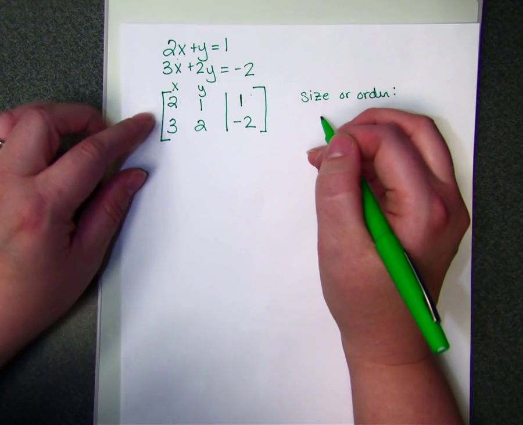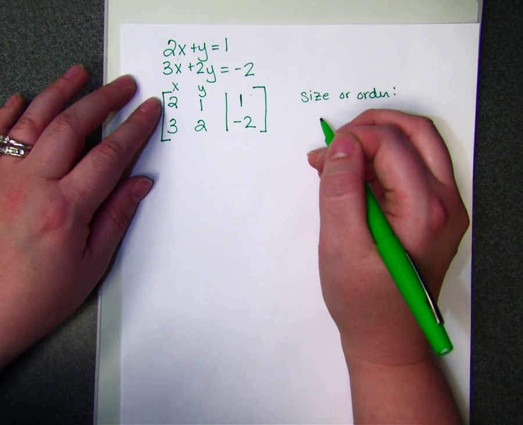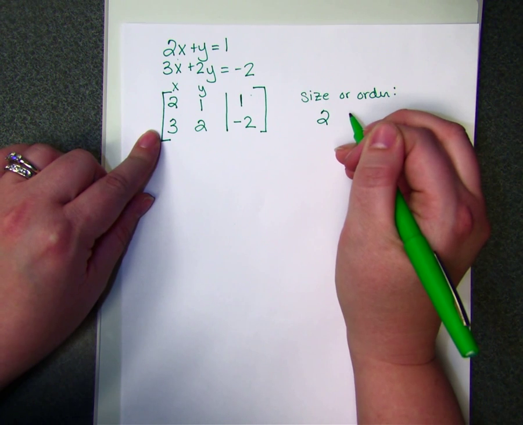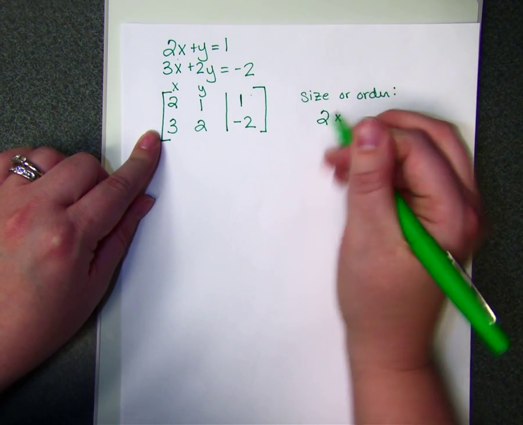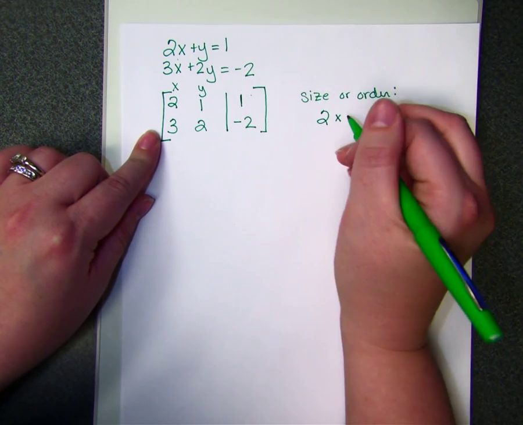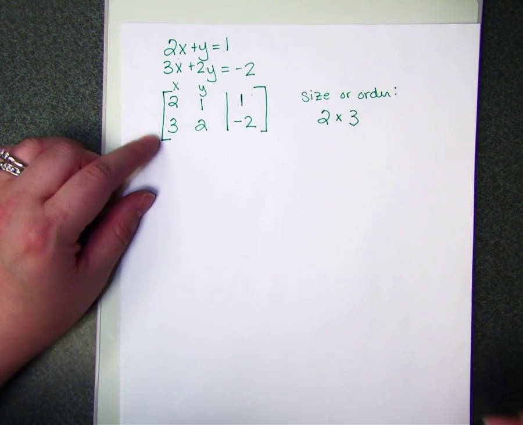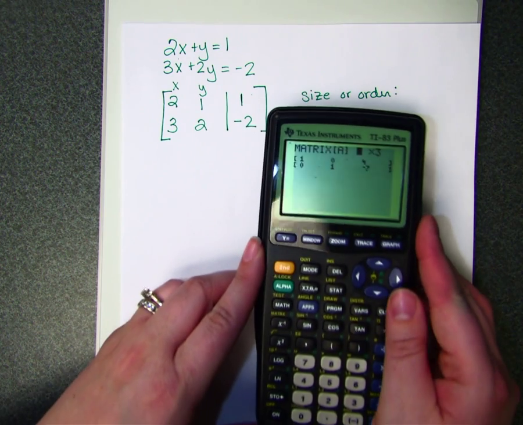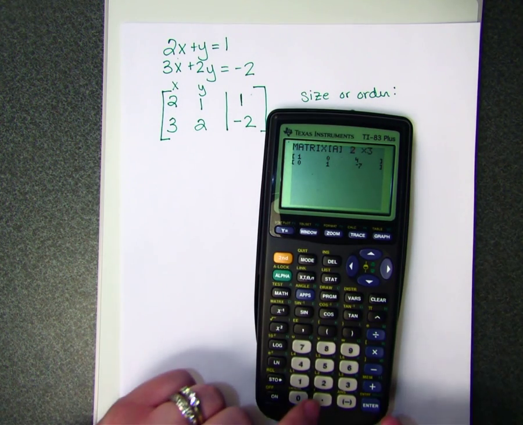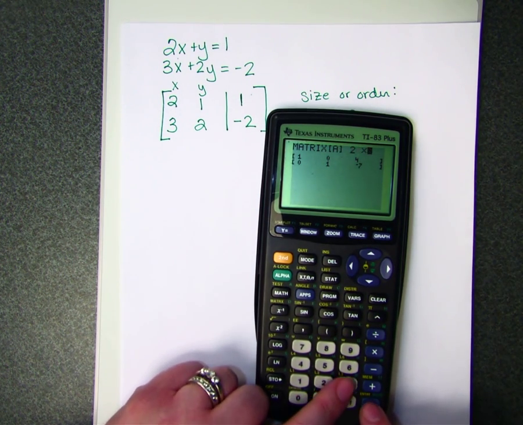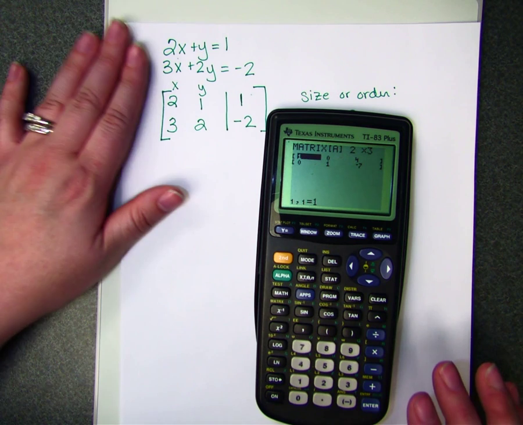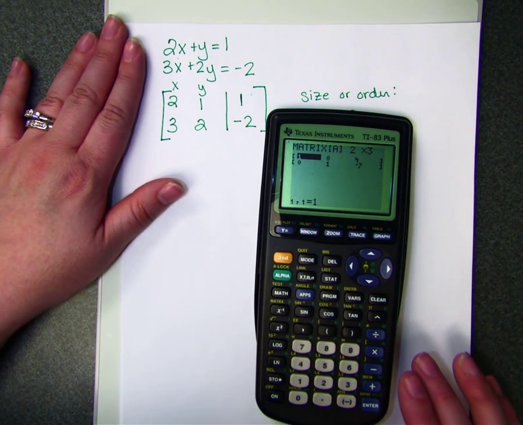So how many rows are in our matrix? We had 2 equations, so there's 2 rows. And then how many columns? We had 3 columns. So we would say our matrix has an order or size of 2 by 3. If your calculator doesn't have it already, just hit 2 and enter and 3 and enter, and it will either shrink or expand your matrix to make it as big as the one that we have on the paper.